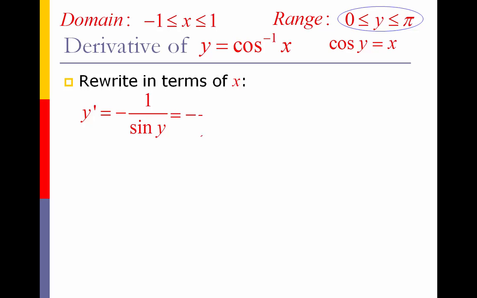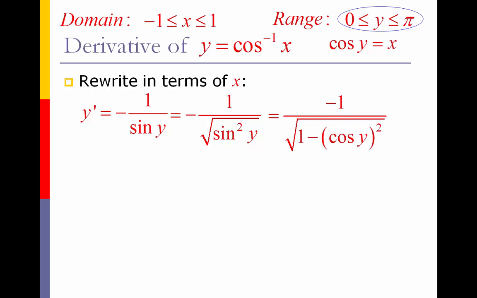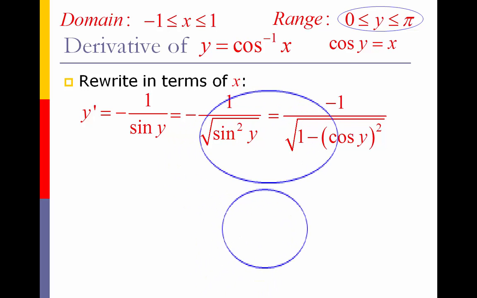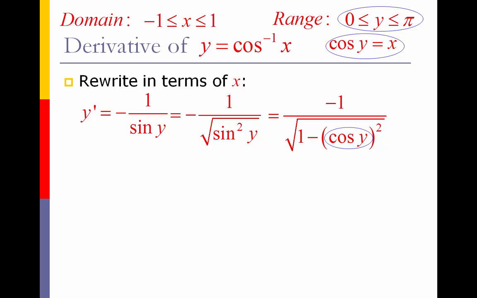Well, if it is positive, then I can write that sine y is equal to the square root of sine squared of y. Now I can use the basic Pythagorean identity for trig functions and write sine squared of y as 1 minus cosine squared y. But remember, what was cosine y? Cosine y is our x. Y is inverse cosine of x, which means that the cosine of y is equal to x. And therefore, the derivative of the inverse cosine is negative 1 over the square root of 1 minus x squared.